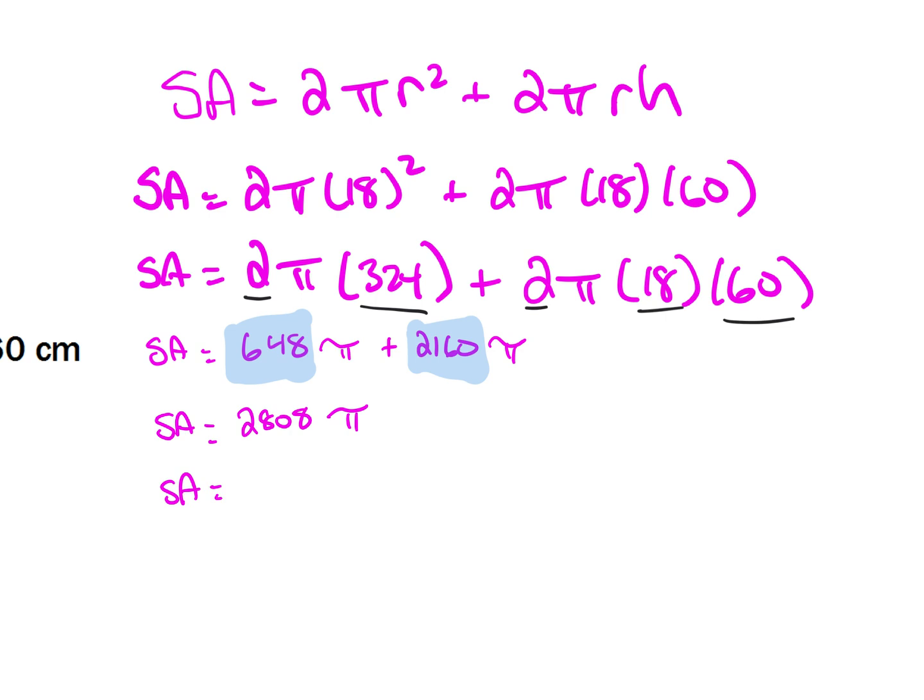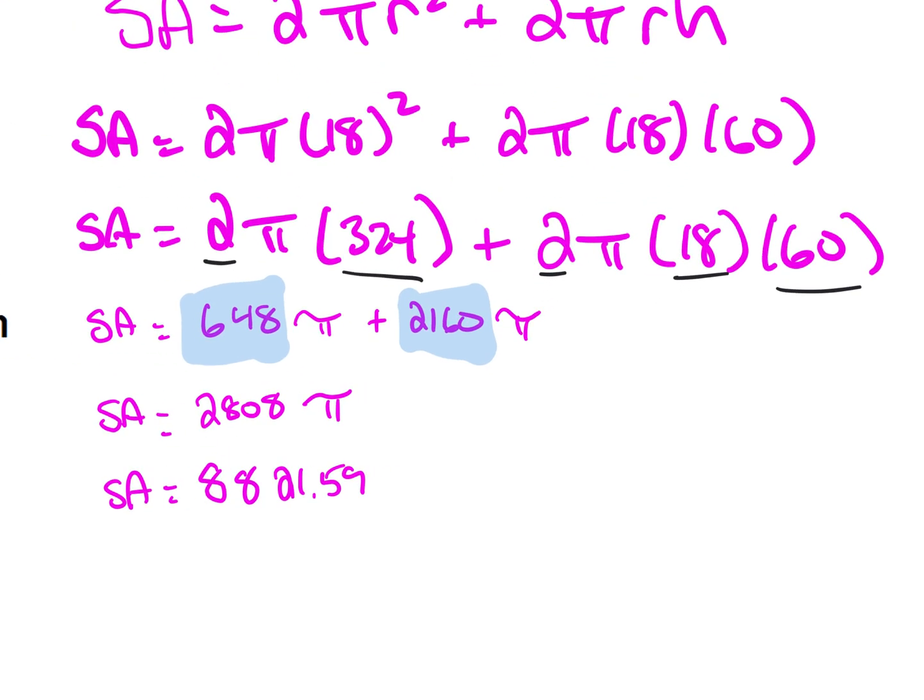So now, pi times 2808, and we get a surface area of 8,821.59. And the units are centimeters, so it's going to be centimeters squared. That is the surface area.